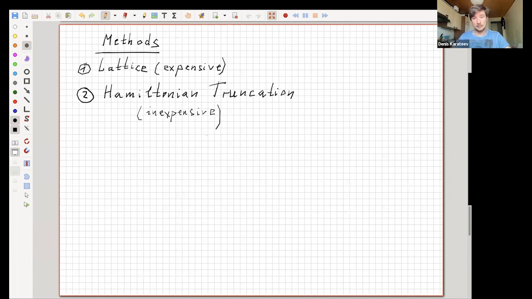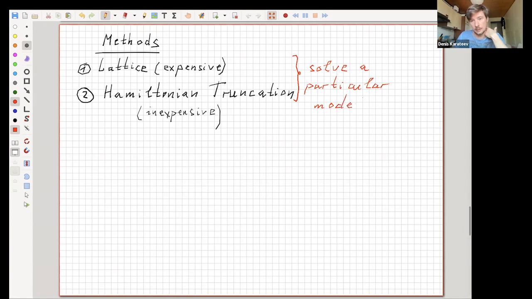What this method allows you to do, let me tell you a conceptual thing. With this method, you solve a particular model. Instead, there is another class of methods. Let me call them bootstrap methods.